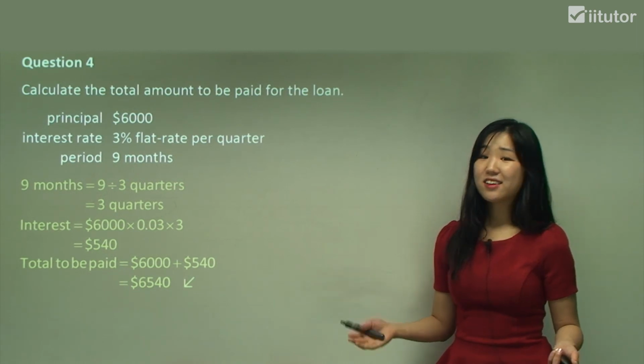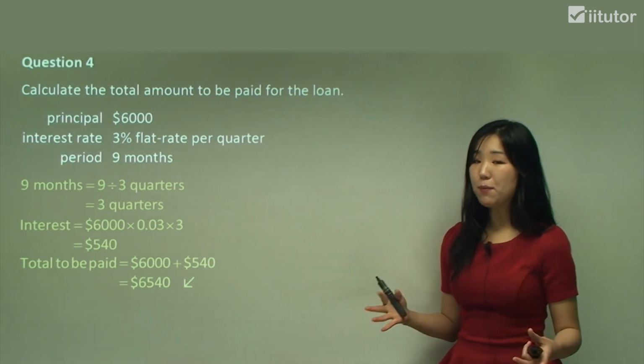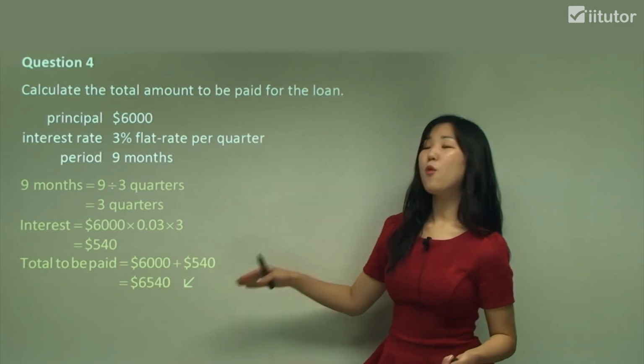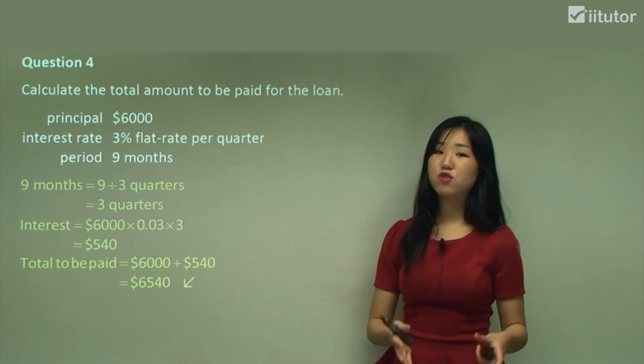Make sense, guys? So total to be paid, there are 2 steps. Well, in this case, there's 3 because we had to do some conversions. But make sure you always add the amount that you borrow to the interest.